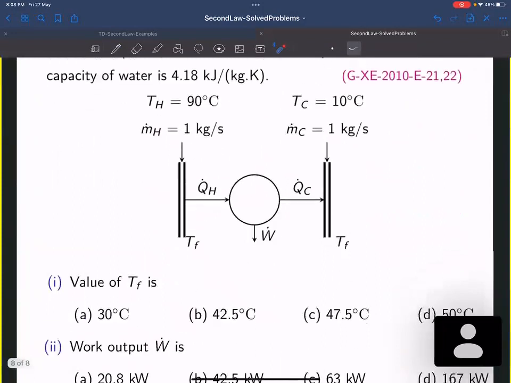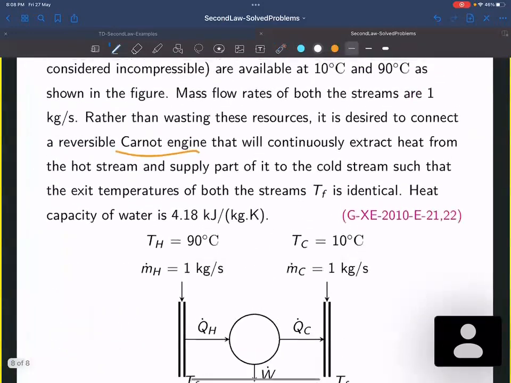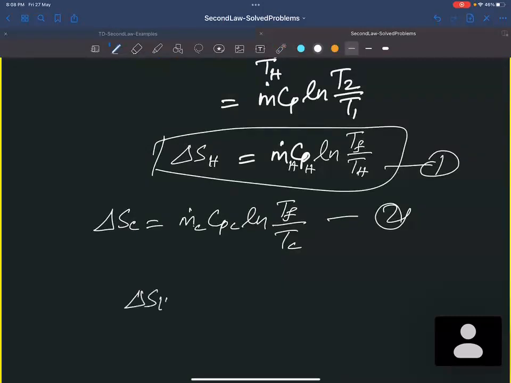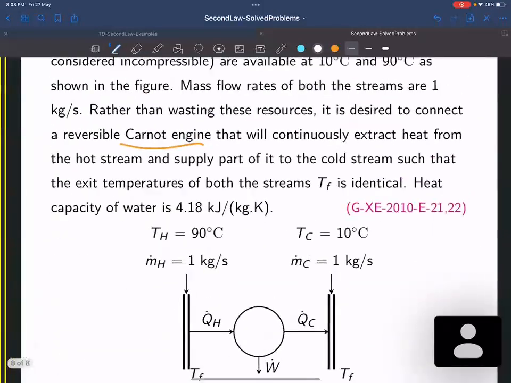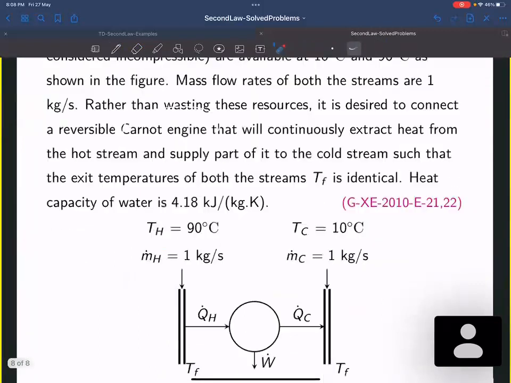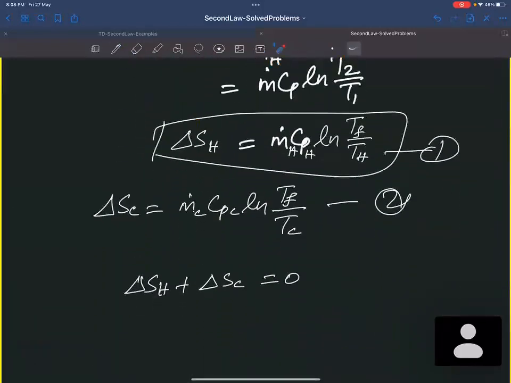One is at high temperature, another is at low temperature. So m is 1 and Cp is simply 4.18. And we are simply equating delta S H plus delta S C total equal to 0. Why? Because of the Carnot engine. We are going to construct a Carnot engine using these two streams.